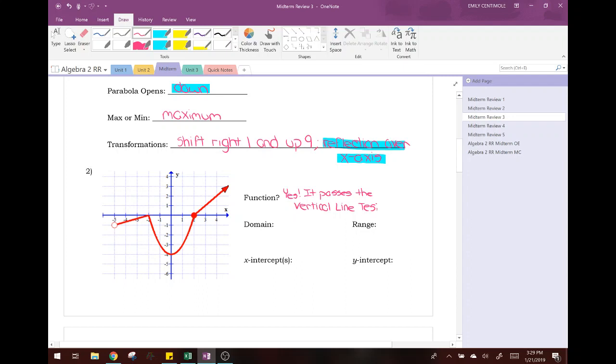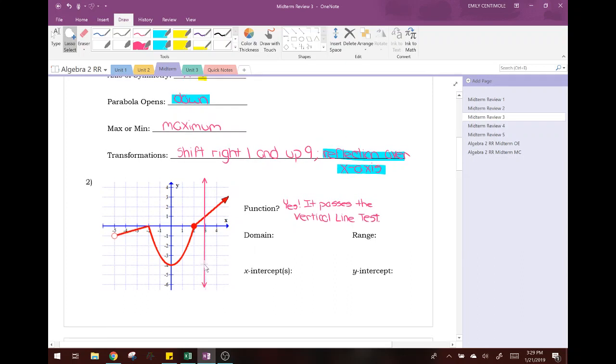When you are looking at this graph, or any graph, and you're trying to determine if it's a function, you want to take any vertical line, one line at a time, and see, anytime you put that vertical line through, is it hitting in one and only one location? So right now you can see it's hitting the graph one time. If I move it over to here, it's still hitting one time. Over here, it's hitting one time. So we know that this is going to be a function because it passes the vertical line test.